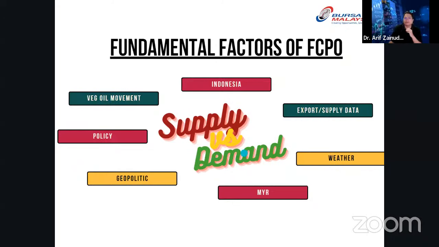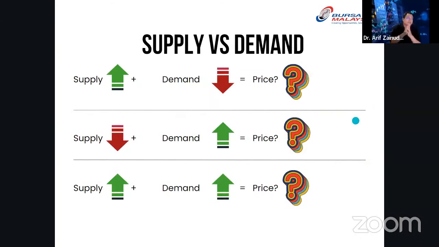But out of all the 7 fundamental factors of CPO, it all goes down to supply and demand. Everything comes back to supply and demand. That's all there is to it. So for example, if supply is going up and demand is going down, what happens to the price? The price goes down.